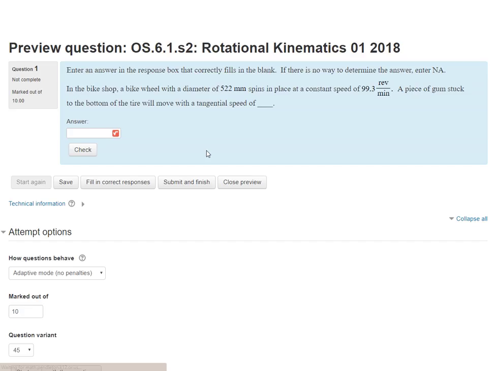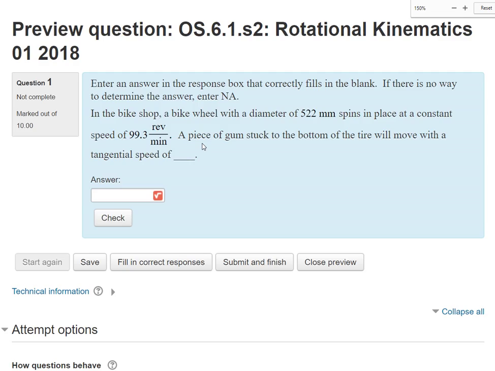It's not totally fast. I can't think of a reason why I wanted the bike shop point to make here. When you read these things, you gotta pay attention to the context. Because when it says something like, the bike wheel with a diameter of 522 millimeters spins in place at a constant speed of 99.3 revolutions per minute. So it says speed, but what's implied about that speed? What kind of speed are we talking about? Constant. Okay, it's gonna be omega, isn't it, right? Because the units are units of angle over time, right?